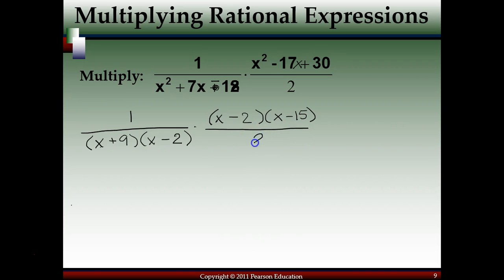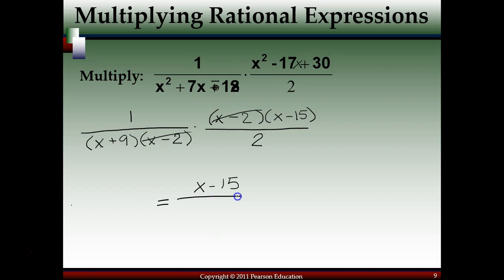And 2 is just a single number, it doesn't have any factors. Now, at this step, after you get done factoring, cancel out anything in common in the numerator and denominator. So x minus 2 is in common with the numerator up here. So x minus 2, x minus 2. Cancel those out. So now your expression is equal to, multiply straight across, 1 times the x minus 15, which is just x minus 15.